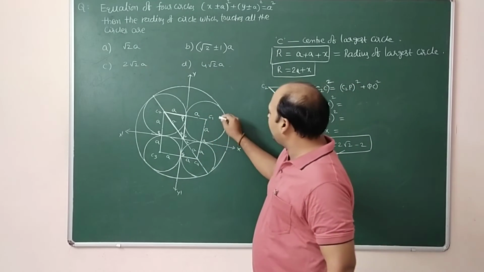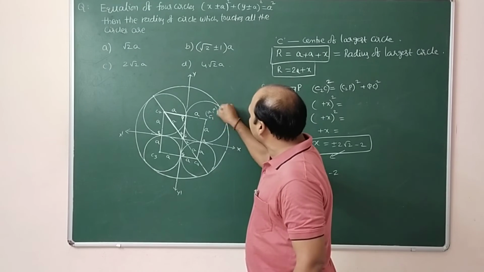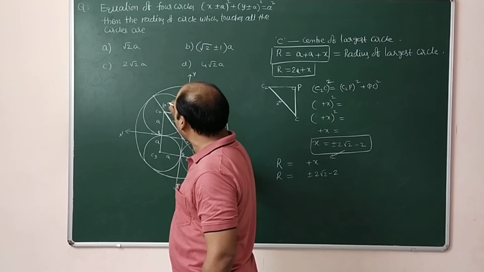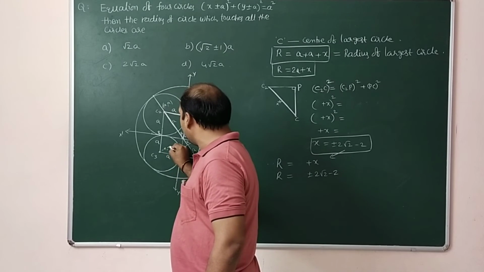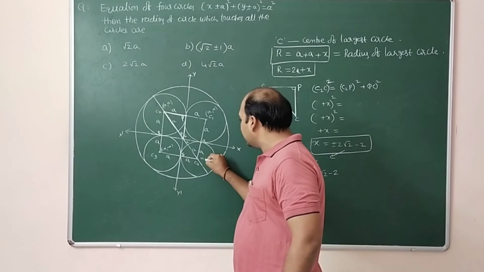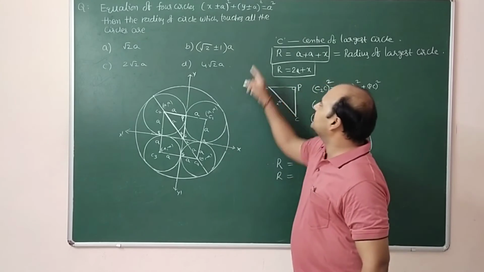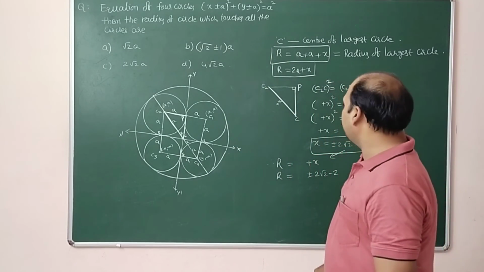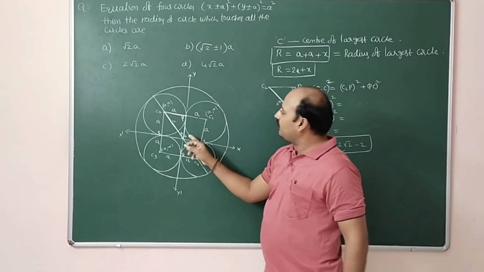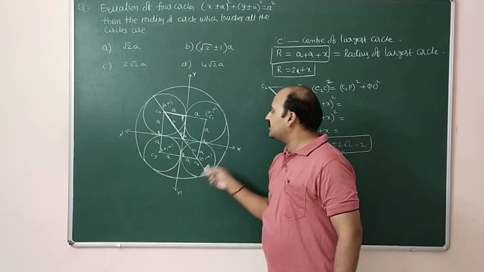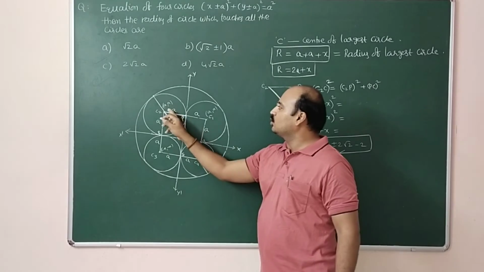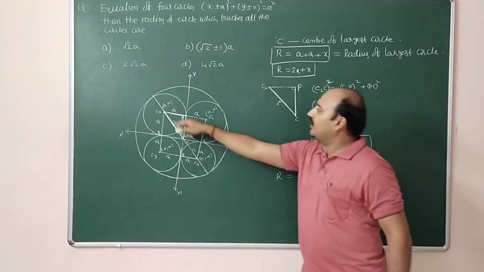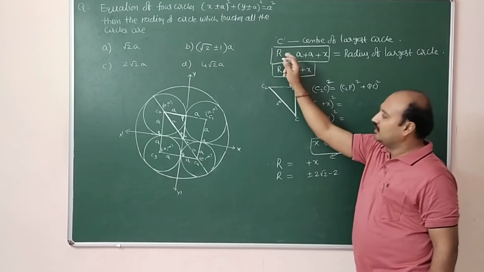So for the first circle, both the coordinates of the center are positive, a comma a. The second circle center is minus a comma a, and then minus a comma minus a, and so on. The radius is also equal to a units. Like the previous problem, capital R, C is the center of the required circle, meaning the largest circle which touches all four circles whose radius is a units. Capital R is the radius of the largest circle.